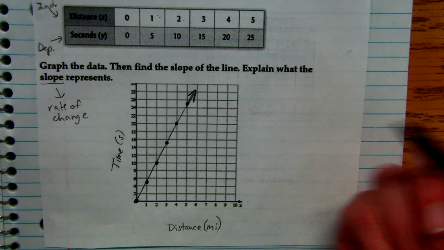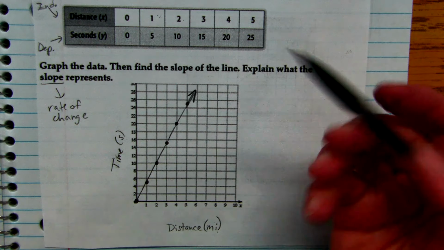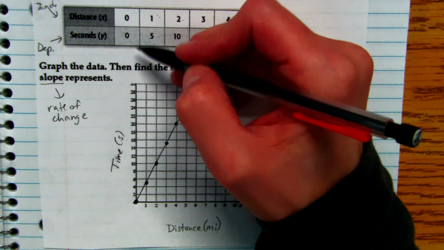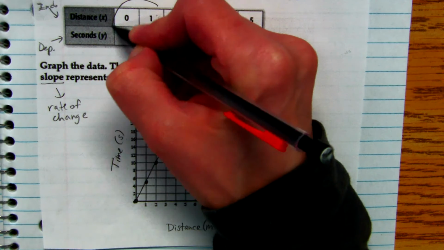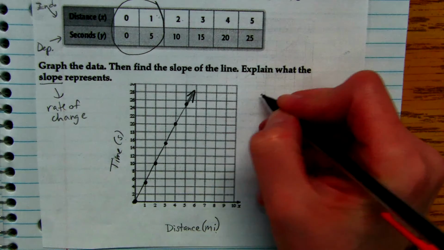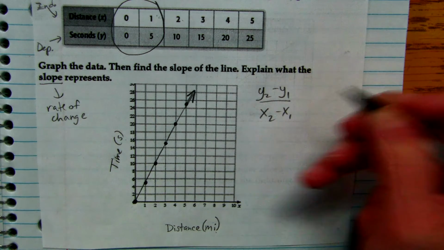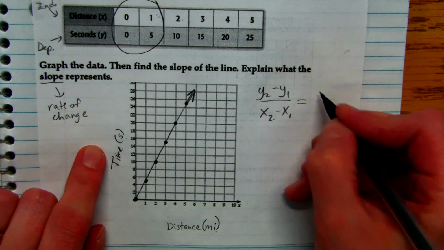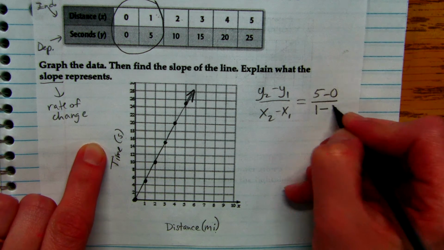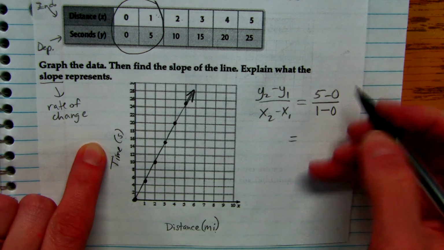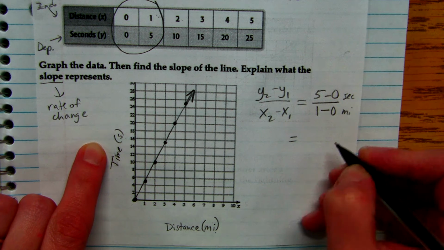So we're going to find the slope of this. So we have some options. You can kind of look at the graph, but we have points. Anytime they give you 0, 0, I want to encourage you to use the 0, 0 because it makes the math really, really easy. So if I'm doing y2 minus y1 over x2 minus x1, here's my y's. I'm going to do 5 minus 0. And then I'm going to do 1 minus 0. Which gives me, and I should label this, so this is seconds, and this is miles.